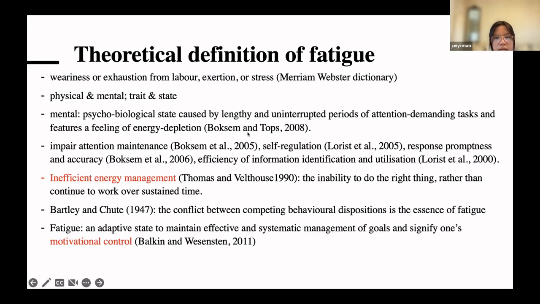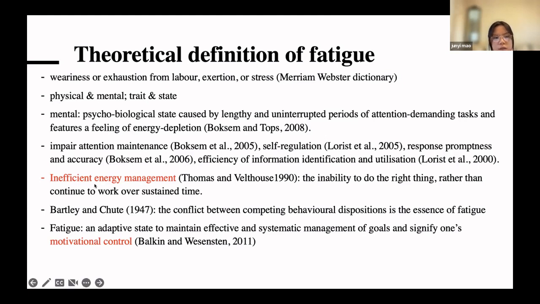As Boksem and Tops proposed, mental fatigue can be summarized as a physical biological state caused by lengthened and uninterrupted periods of attention-demanding tasks, and features a feeling of energy depletion. It can impair our attention maintenance, self-regulation, response promptness and accuracy, as well as the efficiency of information identification and utilization.